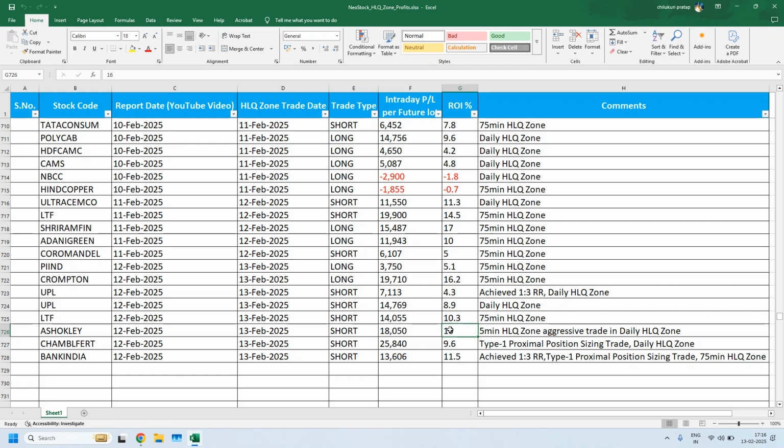This much profit I missed because of ignorance in the analysis. But HLQ zones did their work. That's why we should be careful. See, this is an important lesson, a lesson to everybody, including me. When we are doing analysis, we have to do it very carefully.